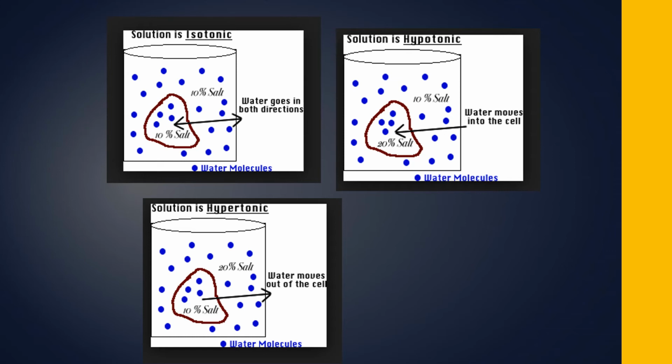On the third illustration, the hypertonic solution, as you can see, the amount of salt in the environment is higher than the amount of salt in the cell. So the water outside is less in amount, while the water inside the cell is greater. Therefore, water moves out of the cell. That's how we could illustrate the different environments of the cell.